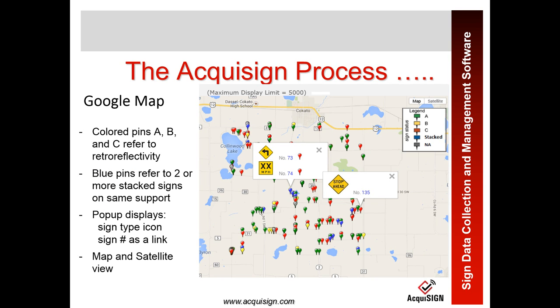When the user selects the option to display a full map, a Google map is generated showing colored pins. The red, yellow, and green indicate retroreflectivity assessment, where A is the good and C is poor. The blue pins indicate locations of stacked sign panels or 2 or more panels that share the same structure support. Selecting a pin generates a pop-up showing the sign type and sign number. The sign number is also a link to the sign edit page.